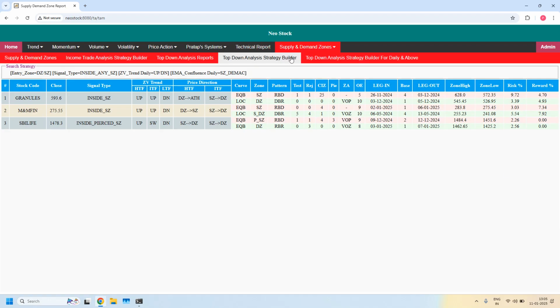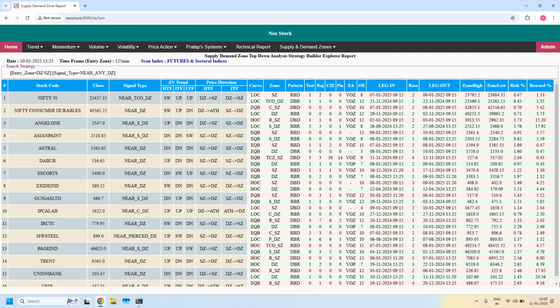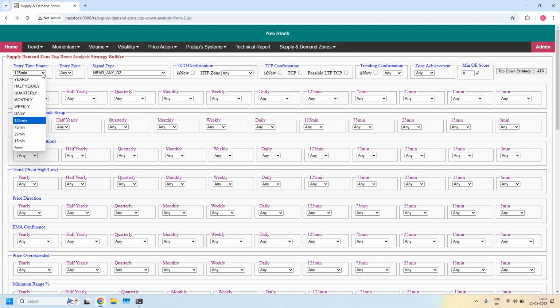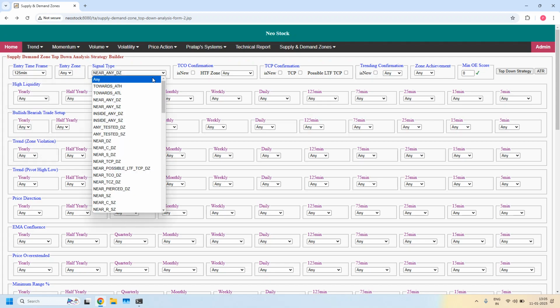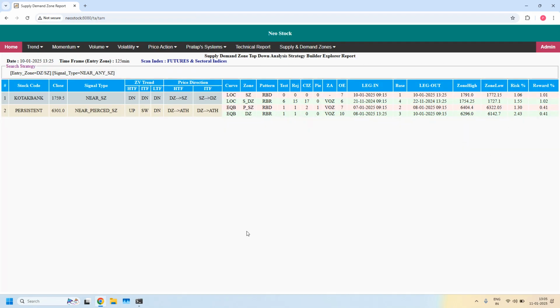Next time frame is 125 minutes. Stocks near 125 minutes demand zone. We got 16 stocks. First 15 stocks in the list. I am scrolling the list down. So total 16 stocks are filtered. Next, 125 minutes time frame. Stocks near 125 minutes supply zone. 2 stocks are filtered.